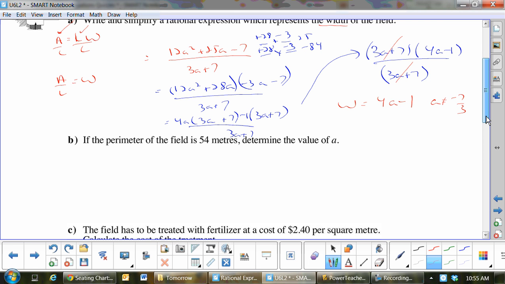Okay, so B kind of depends on did you do A right? Because it says the perimeter is 54 meters. Find A now. Okay? So you can see why this is a really good question. I mean, as a teacher, it's a really good question. As a student, you're like, oh, this question sucks. But if you get it, then you're understanding this stuff.